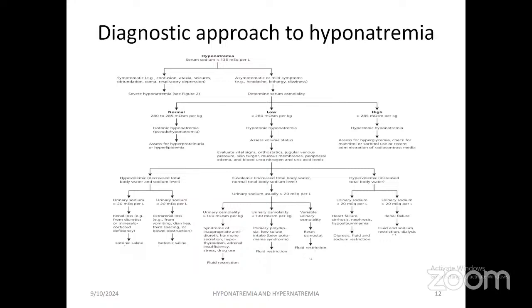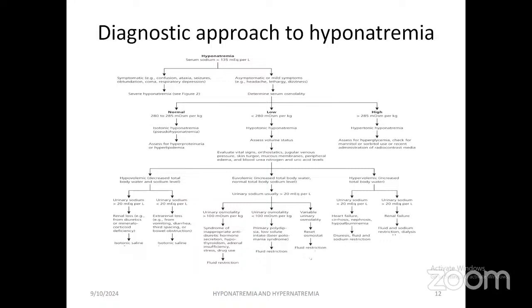If the patient has hypervolemia, that is increased total body water, and urine sodium is less than 20 milliequivalents per liter, this is because of heart failure, cirrhosis, and hypoalbuminemia. If urine sodium is greater than 20 milliequivalents per liter, this is renal failure.